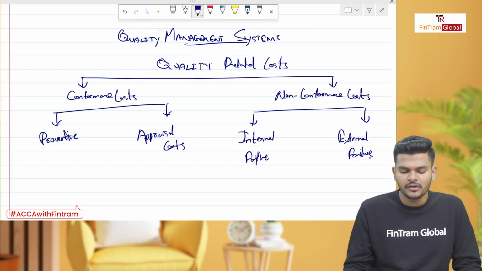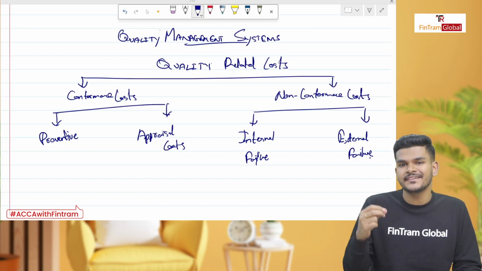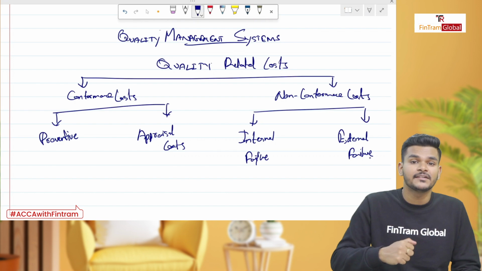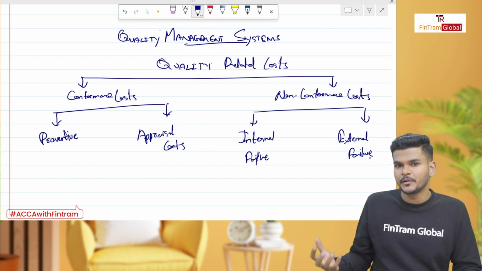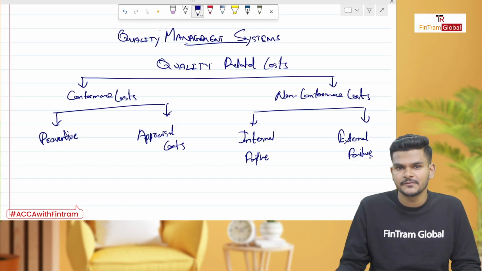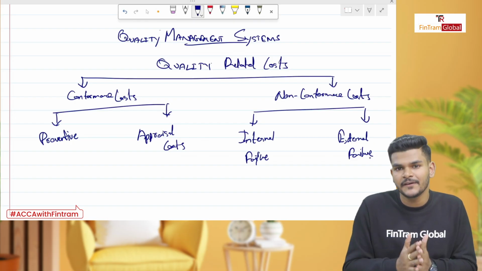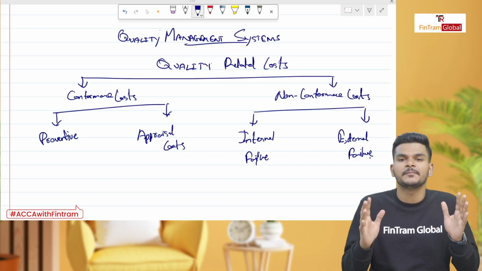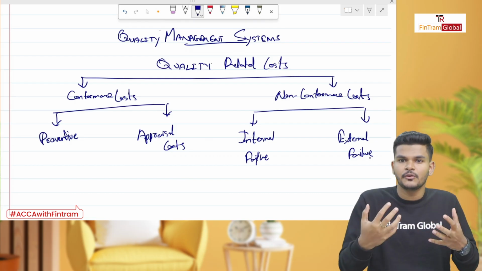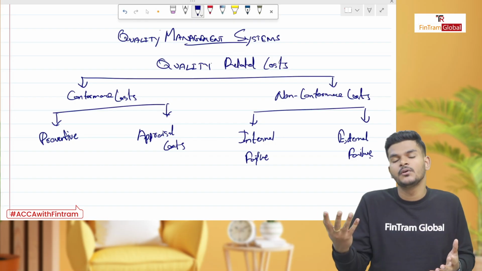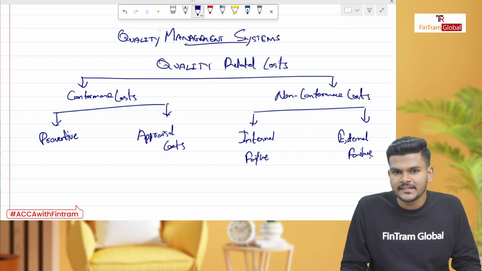And then when it comes to non-conformance cost, we have internal and external failure cost. Internal failure is when the product is damaged within the firm before selling it to the customer. Whereas external failure cost is when the customer raises a complaint that the product you sold us is defective. So there is a cost involved in reworking these defective products or scrapping them. And ideally, I should be spending more on conformance costs so that there are no non-conformance costs. That's the overall concept behind quality related costs.